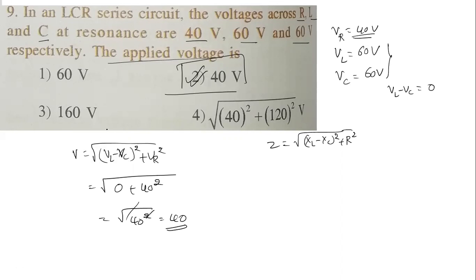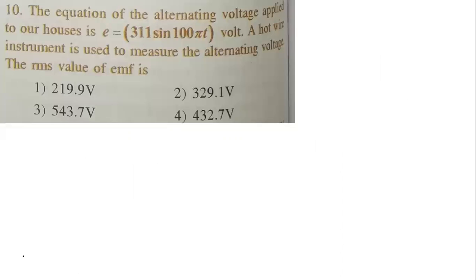Okay, this was question number 9. Look at question number 10. They're giving the equation for the alternating voltage applied to our house. A hot wire instrument is used to measure the alternating voltage. What is the RMS value of EMF? We need to find the RMS value of EMF. Simple thing: I'm going to compare this equation with E equals E naught sine omega t, where E naught is what we call the peak value.